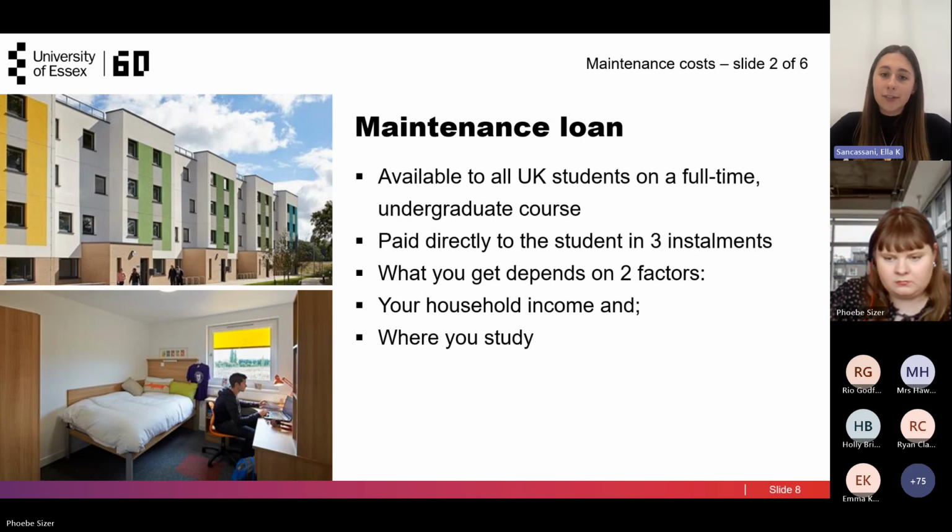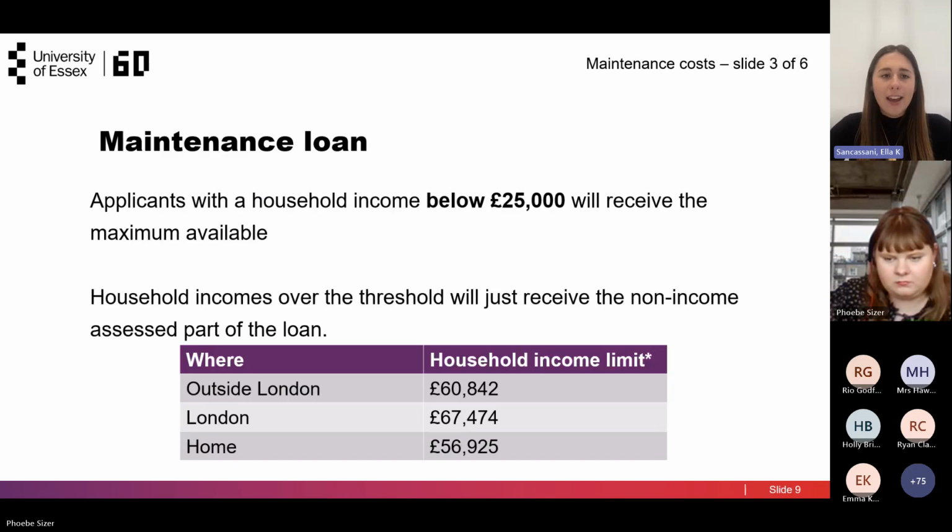Whereas a tuition fee loan is not income assessed, there is an income assessment with the maintenance loan that does take part there. Applicants with a household income below £25,000 will receive the maximum maintenance loan available. However, household incomes over the threshold will just receive the non-income assessed part of the loan.